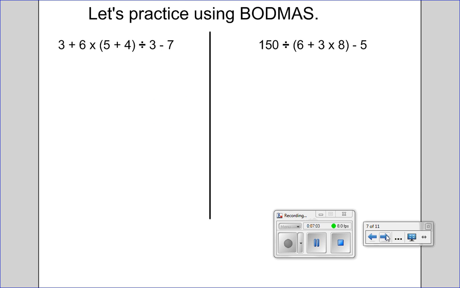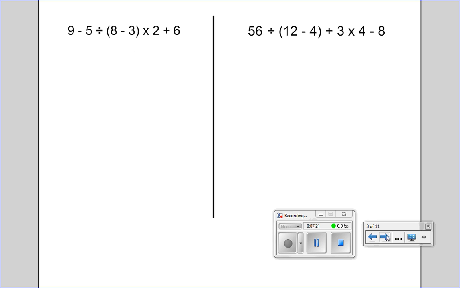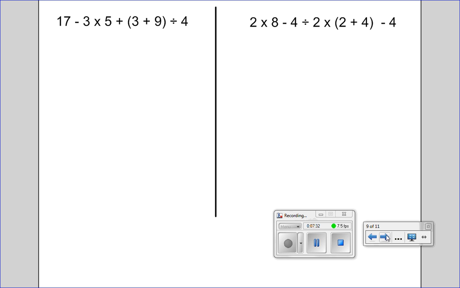Okay, so you're going to put the video on pause and try these two examples at home. And we will take these up tomorrow, so make sure that you write these down on a piece of paper. Pause the video now. Okay, you're going to pause the video again and try these two problems at home. And a couple more. You'll notice these problems are getting a little bit longer. That's what we want in grade 7, to have longer problems to work out. So put the video on pause.